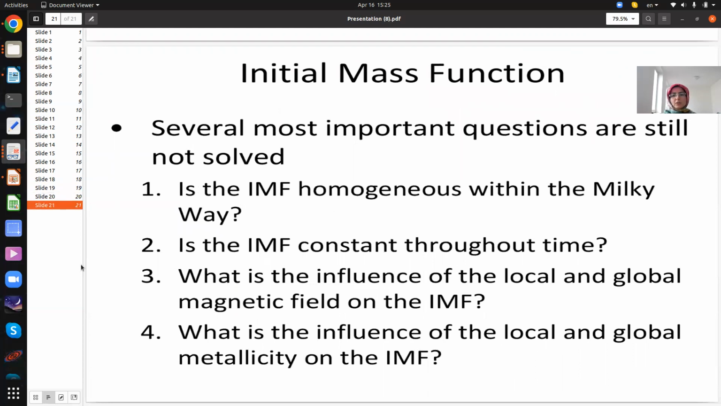Initial mass function: there are some questions about that. Several most important questions are still not solved. For example, is the initial mass function homogeneous within the Milky Way? Is the initial mass function constant throughout time? What is the influence of the local and global magnetic field on the initial mass function? What is the influence of the local and global metallicity on the initial mass function?